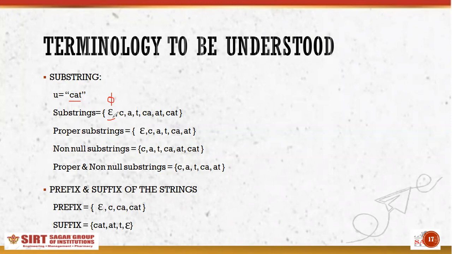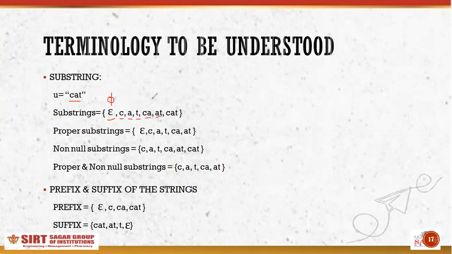Similarly, here what will I write? Epsilon. Okay, then all the strings with length 1 will be written. So C individually, A individually, and T individually. Then strings with length 2 will be written. So CA and AT will be written.